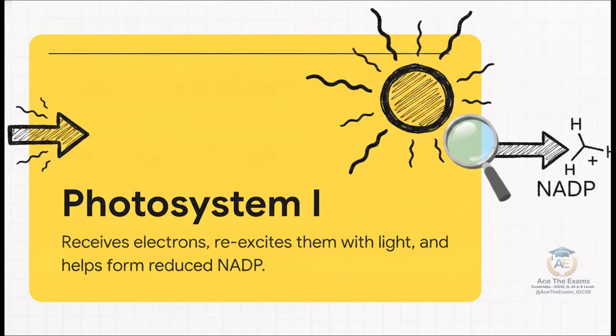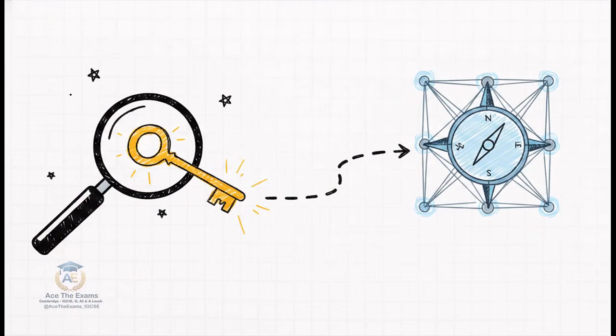It receives that passed-down electron from PS2. But by the time it gets there, the electron has lost a lot of its energy. So PSI absorbs more light, giving that tired electron a second massive boost of energy. This final re-excitation is exactly what allows the electron to help form reduced NADP in the final biochemical step. In just a moment, I'm going to share the exact examiner clue that will completely change how you interpret these questions. But first, you really needed that technical framework to make the clue completely obvious.